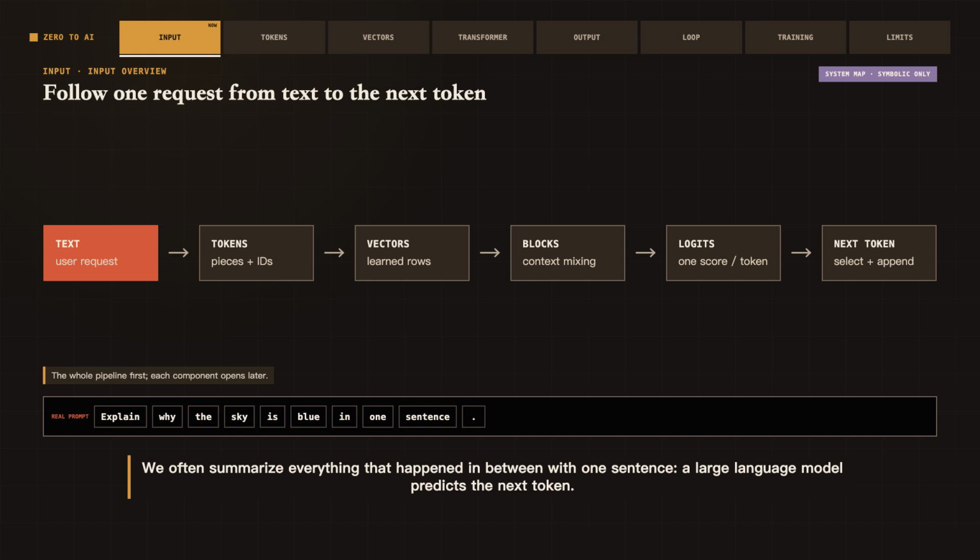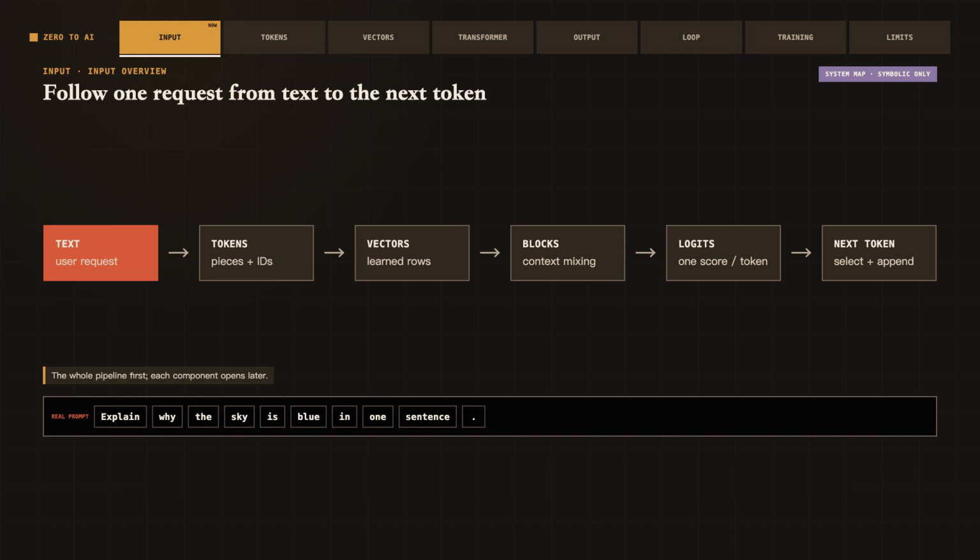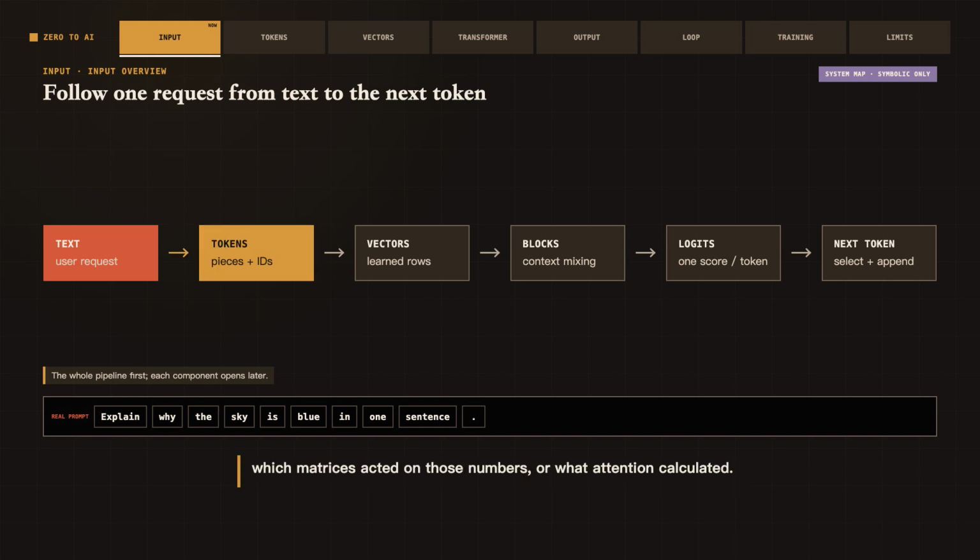A large language model predicts the next token. That sentence is correct. But it leaves out almost the entire mechanism. It does not tell us what entered the model, how letters became numbers, which matrices acted on those numbers, or what attention calculated. It also leaves unexplained where the next token probabilities came from and why the process had to run again after one token was selected.